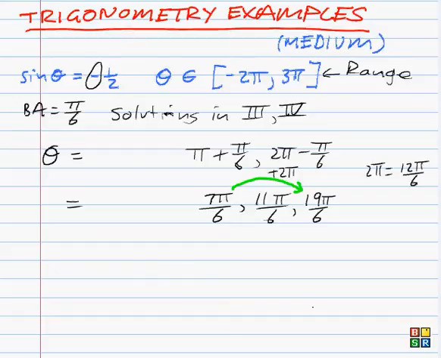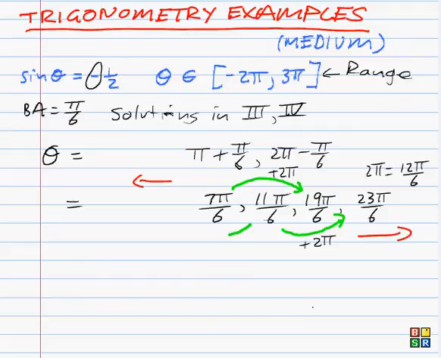In a similar way you can leapfrog this one as well, by adding 2 pi to it. When you add 2 pi to 11 pi on 6, you get 23 pi on 6. Now, you can go forwards like this, to the right if you want to. You can also go back to the left, and we should. So let's get a couple of answers to the left.